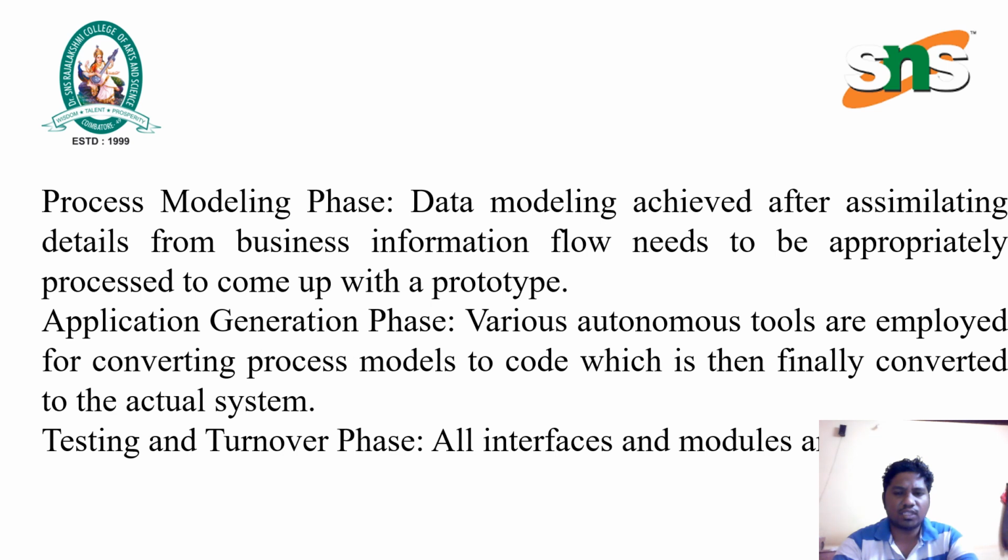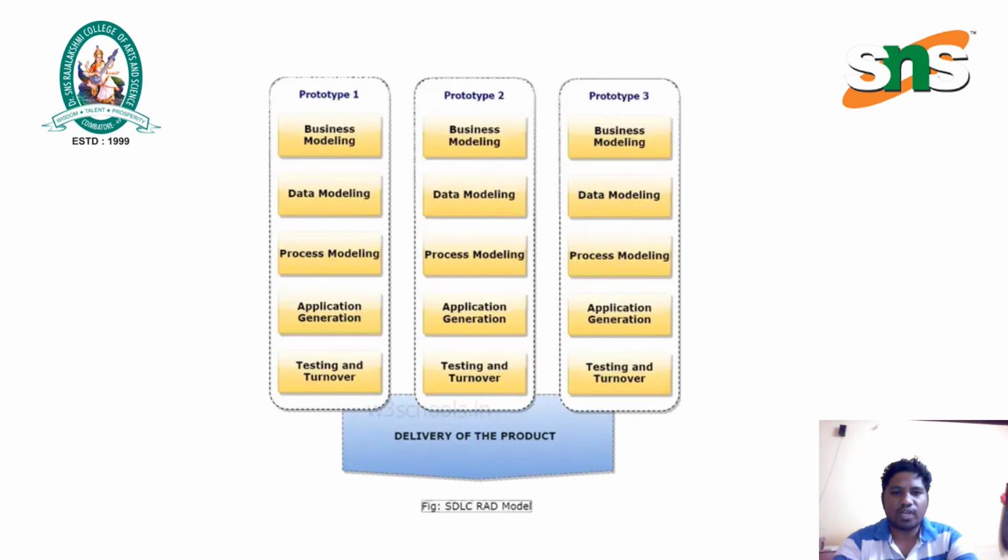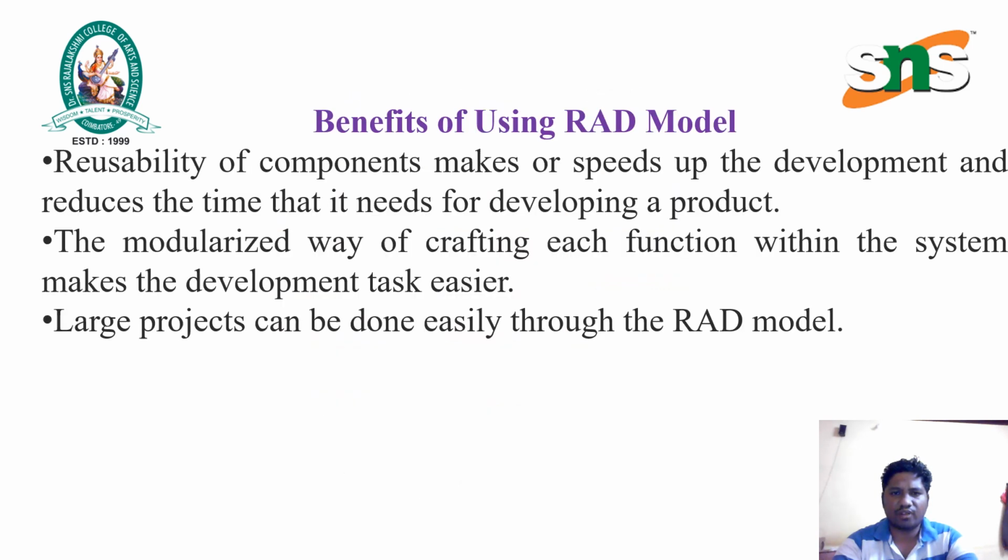The fourth is the application generation phase. Various automation tools are employed for converting the process model to code, which is then finally converted to an actual system. The fifth is the testing and turnover phase, where all interfaces and modules are tested. In the SDLC RAD model, prototype 1 goes through business model, data model, process model, application generation, and testing and turnover. Prototype 2 again has the business model and data model. Prototype 3 is followed by the delivery of the product. It is the same type of model we have used.